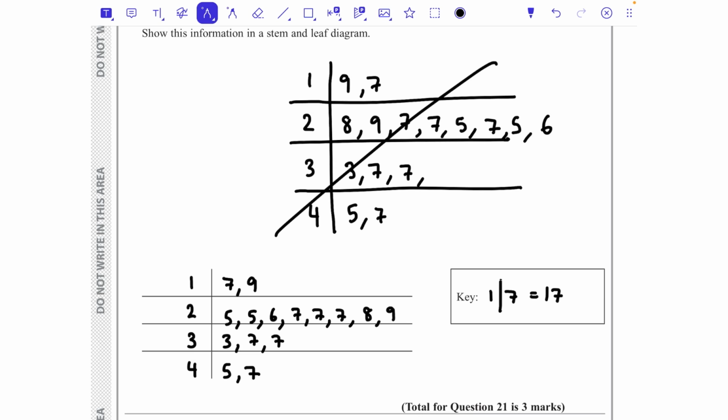That is the most important thing. If you miss one number, you're going to lose a mark. If you miss 2 numbers, you get no marks for this. And the third mark is for the key. If they don't give you a box for the key, you need to draw one. You always, always, always need to have a key.